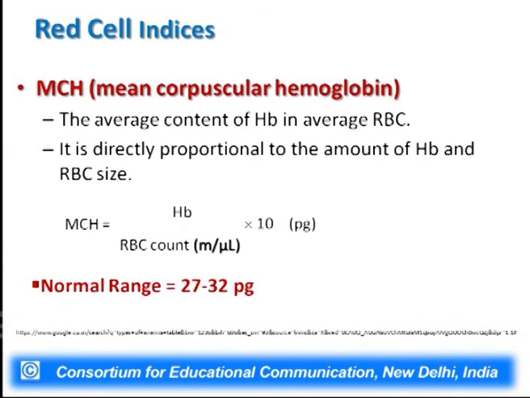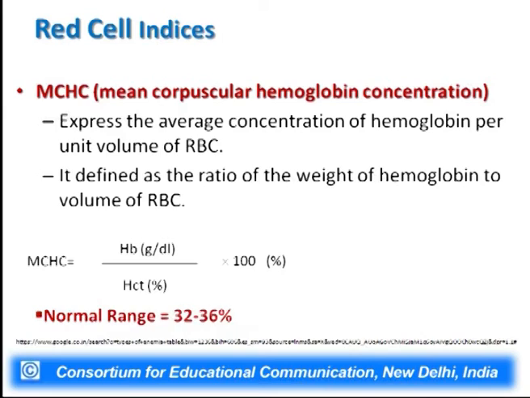The next important red cell index is the mean corpuscular hemoglobin, which gives us an idea about the average content of hemoglobin in a red blood cell. So it is directly proportional to the amount of hemoglobin present in the person. The MCH is calculated as the hemoglobin divided by the red blood cell count, multiplied by 10, and it is given in picograms. The normal range is 27 to 32 pg.